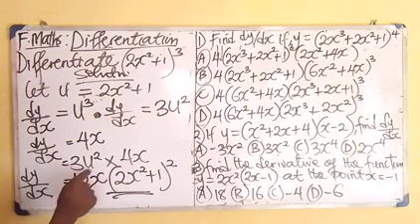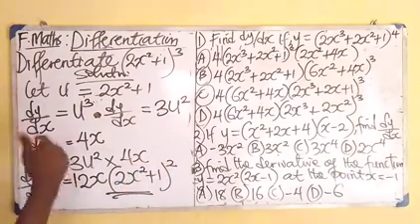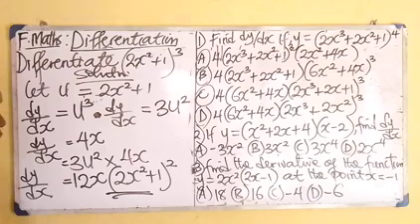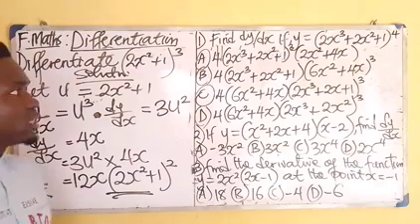Don't forget we said that let u be this. So u is here, raised by what? 2. So the answer is 12x, open brackets, 2x squared plus 1. Hope that is clear. Yes, I believe it is clear.